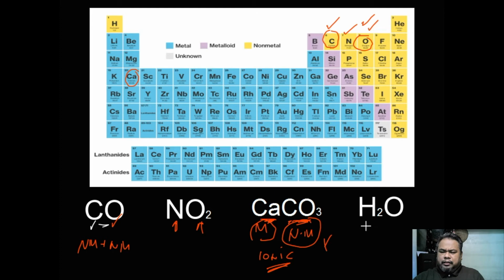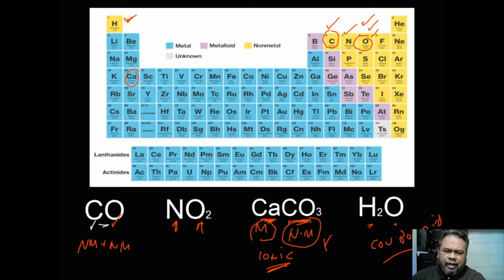Now let's say hydrogen monoxide, or H2O, or water. Hydrogen, although it is in group 1, is considered a non-metal. And oxygen is also here, so non-metal. So non-metal plus non-metal, that is our covalent bonding.